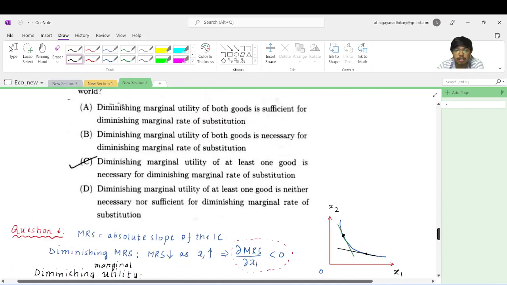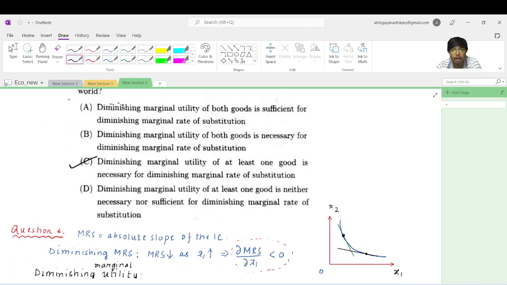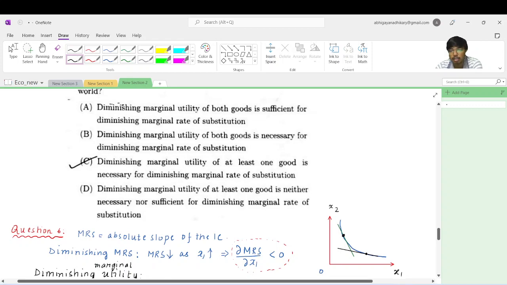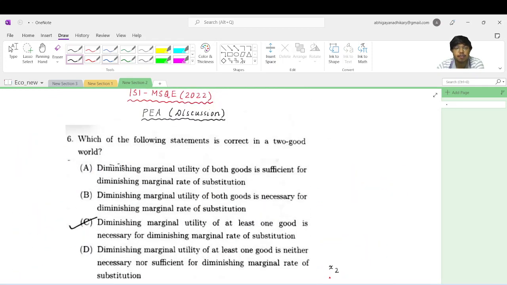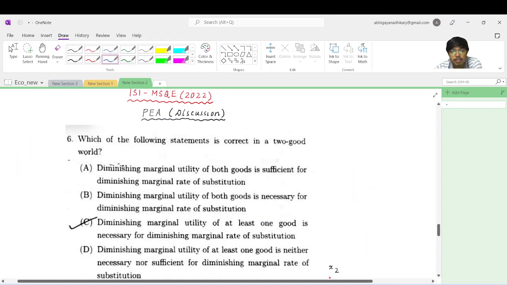Now similarly, taking a look at this one. Now part B. Diminishing marginal utility of both goods is necessary. So what does necessary mean? If I can just break the statement up, look at it. This is the first part of the statement, diminishing marginal utility of both the goods. Let's say it is statement capital A. And this part is the second statement, which is capital B.